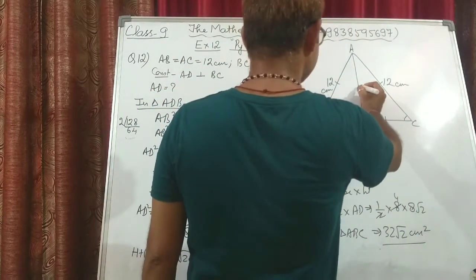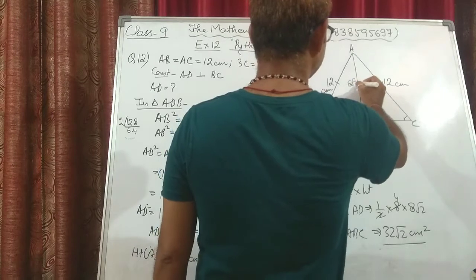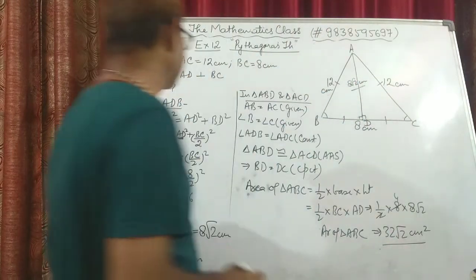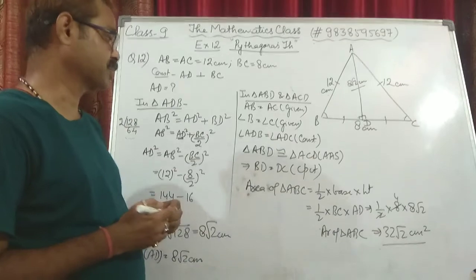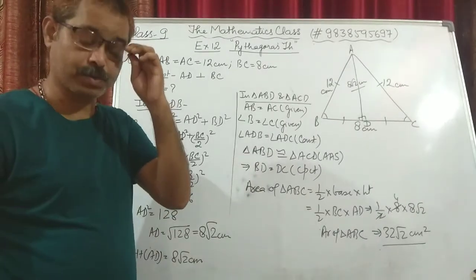This we got as 8 under root 2 centimeters. So that is the 12th question. Now we move on to the next question.